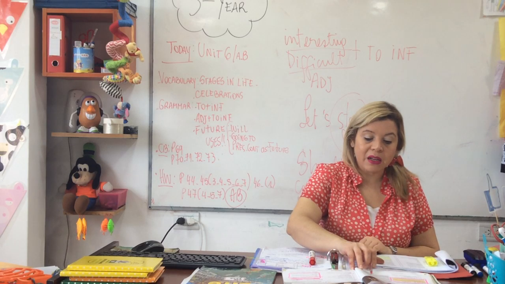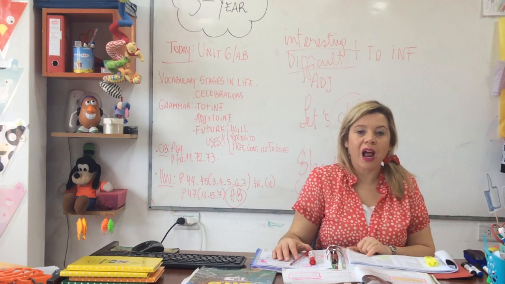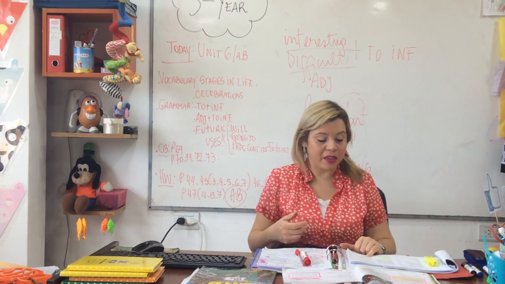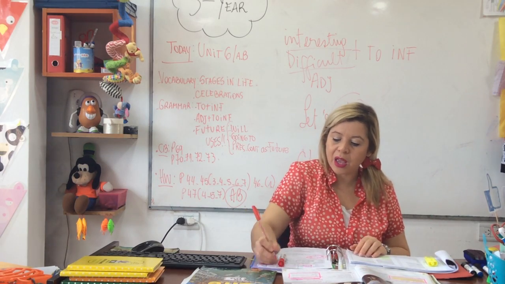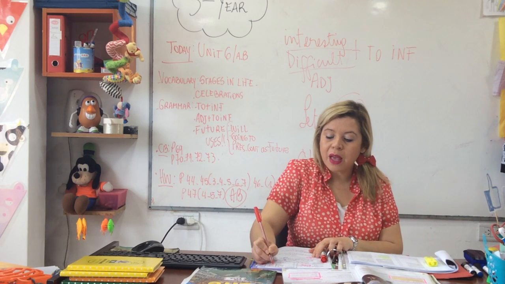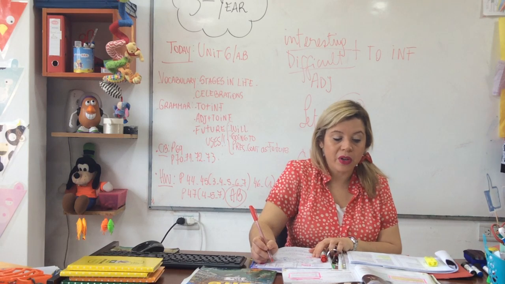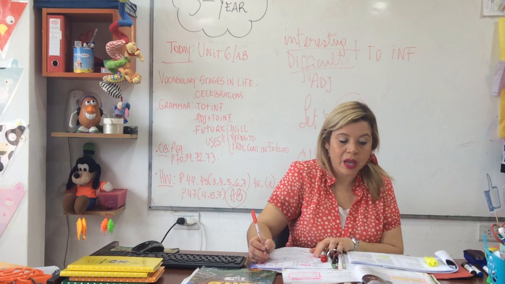Number 10, it's hard not to feel. It's difficult not to be at your birthday. So, make a list of all the things you have with to infinitive. Is it clear? Right, okay.